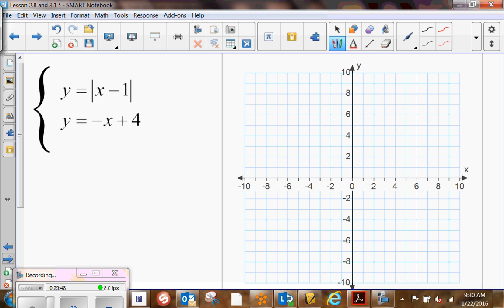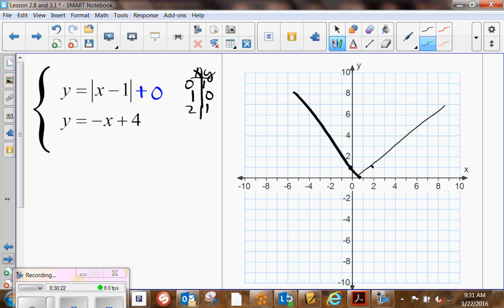Sometimes we'll put together an absolute value with a line. No big deal, we're still going to just graph to where they intersect. So this first V, the vertex is going to be the 1, 0. You go up 1, down 1. Let's take a 0 in, that's going to be 1. Let's take a 2 in, that's going to be 1. So 0, 1, 0, 2, 1. So this is the absolute value.